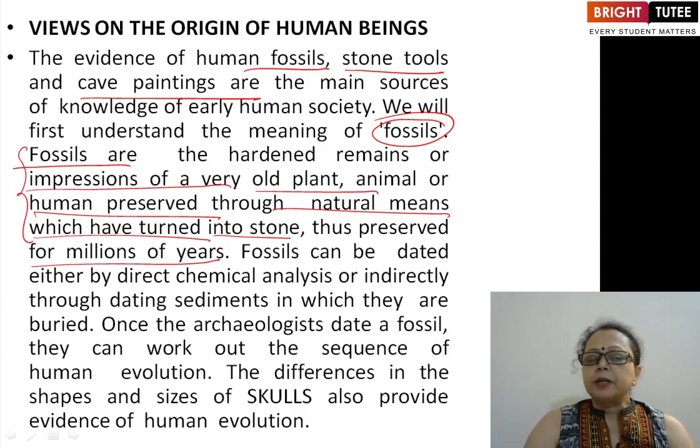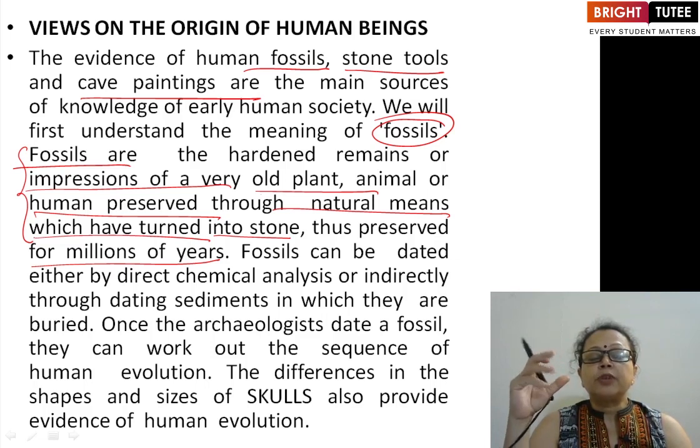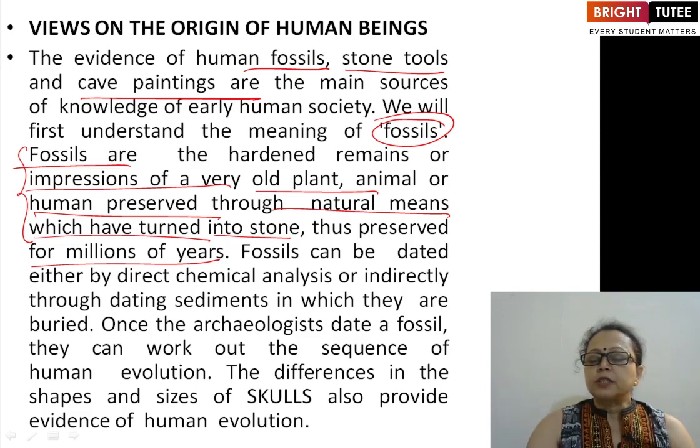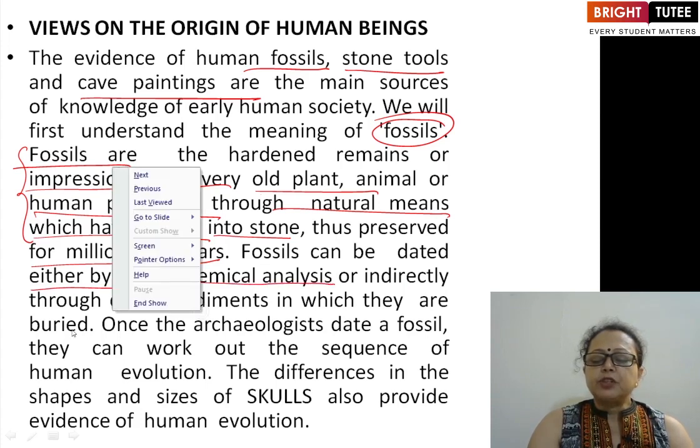It is very simple to understand that fossils are the hardened remains or impressions of a very old plant, animal or human which are preserved through natural means and have turned into stone. Stone means as hard as stone, and they are preserved for millions of years. Fossils can be dated either by direct chemical analysis or indirectly through dating sediments in which they are buried.